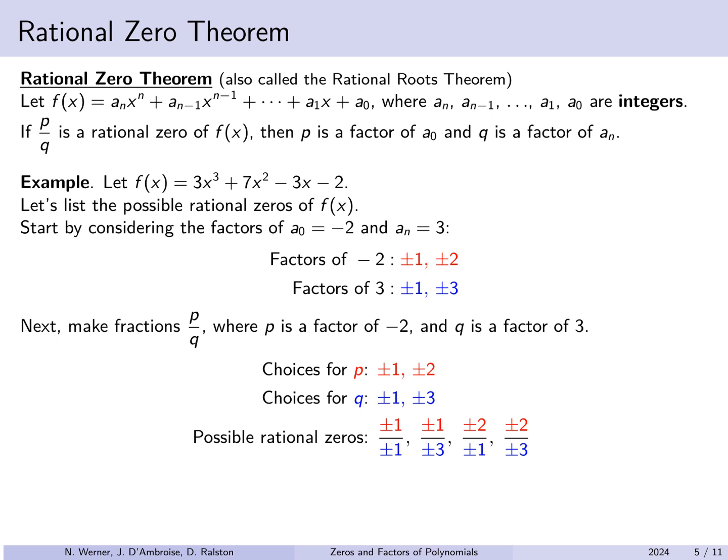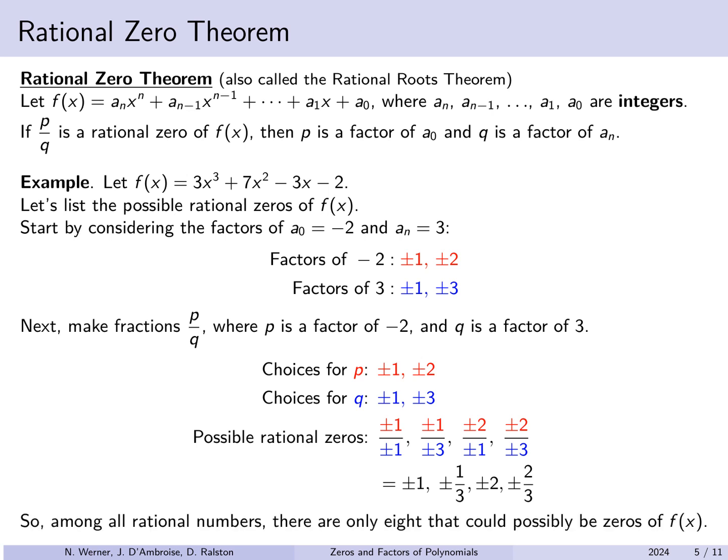So here we have a whole bunch of possibilities. Overall, this is plus or minus 1, plus or minus a third, plus or minus 2, plus or minus 2/3. That's 8 possible different rational numbers. The point is not that these are all roots of the function. They can't possibly be. However, any rational number that is a root must belong to this list, and this list only has 8 terms in it. So there are only 8 rational numbers that can possibly be zeros of the function.